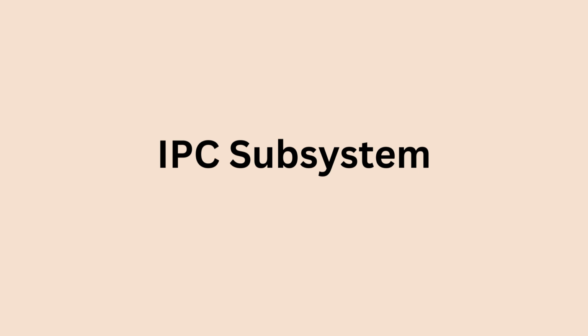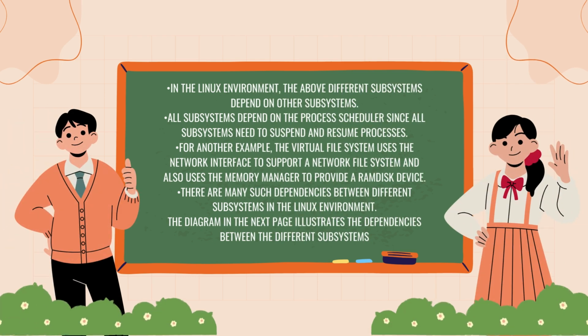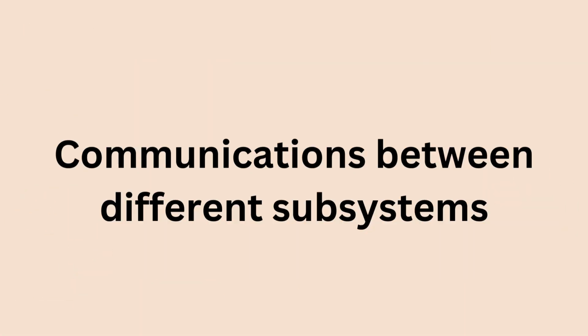IPC subsystem. In the Linux environment, the above different subsystems depend on other subsystems. All subsystems depend on the process scheduler since all subsystems need to suspend and resume processes. For another example, the virtual file system uses the network interface to support a network file system and also uses the memory manager to provide a RAM disk device. There are many such dependencies between different subsystems in the Linux environment. The diagram in the next page illustrates the dependencies between the different subsystems.